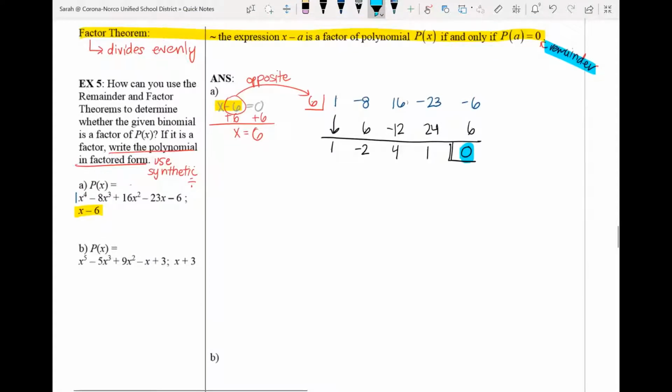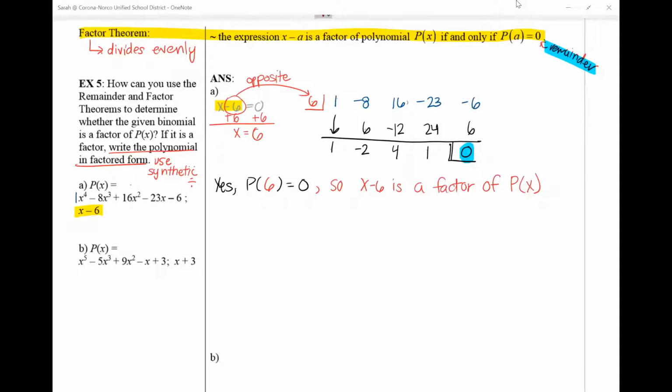that means that, yes, since P of 6 equals 0, x minus 6 is a factor of P of x. Since it is a factor, they want us to write the polynomial in factored form.